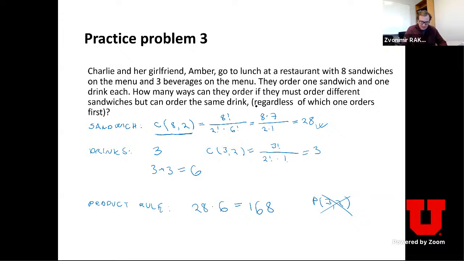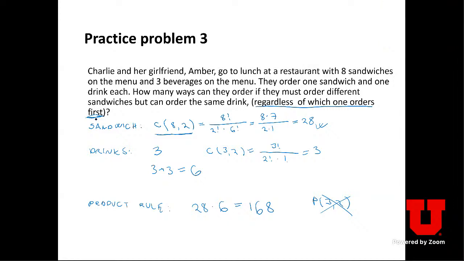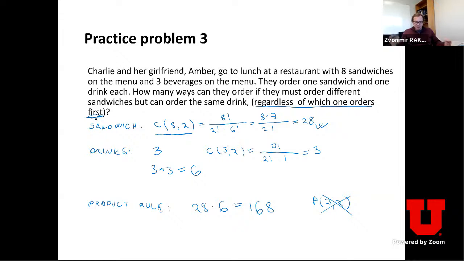So keep an eye on this important note here. We do not care which one orders first, which means that the order does not matter. And therefore, that would be a wrong solution. You have to use combinations. If we said the order does matter, so it does matter which one of them orders first, then permutations would be fine. But because the order doesn't matter, this would not be okay to use.